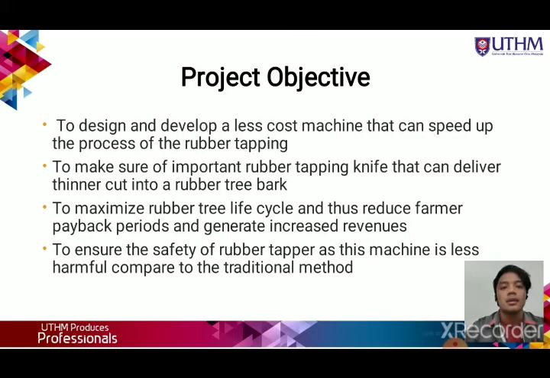The project objective for our project is, first, to design and develop a lower cost machine that can speed up the process of rubber tapping. Second, to make sure the improved rubber tapping knife can deliver a thinner cut into the rubber tree bark. Third, to maximize the rubber tree life cycle. Last, to ensure the safety of the rubber tapper.